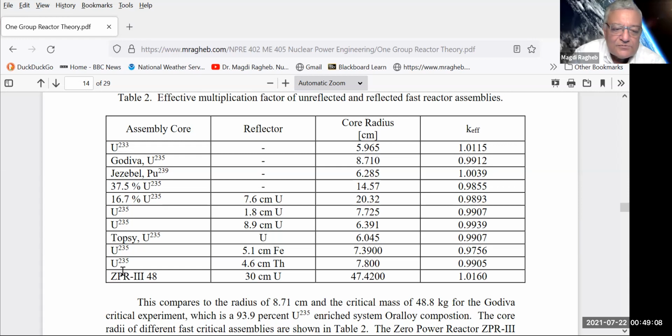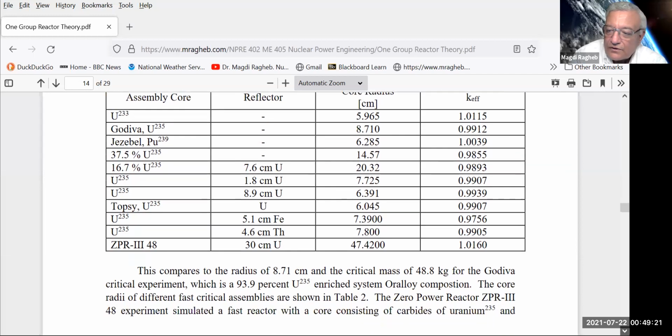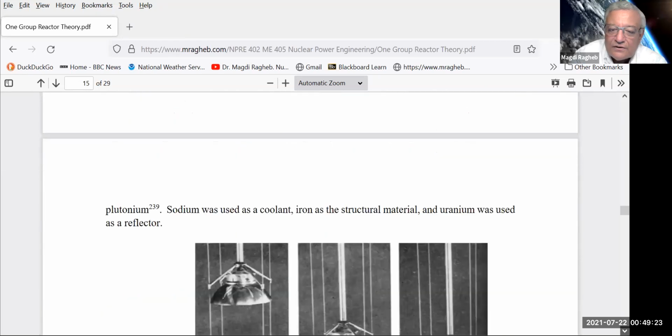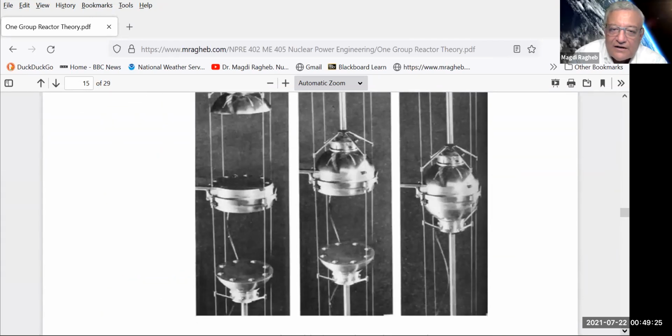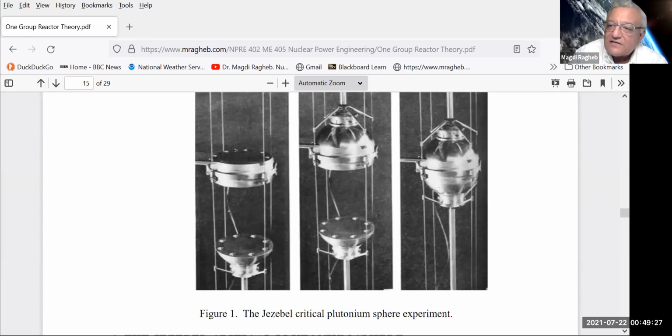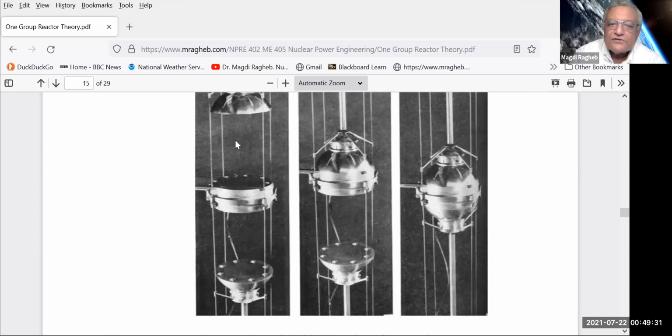And then they built an experiment called the Zero Power Reactor number 3, ZPR, which was 30 centimeters of uranium, and the core radius was now large, 47.74 centimeters. And that was not pie in the sky. This is an actual experiment. That is the experiment named Jezebel, which was plutonium-239.